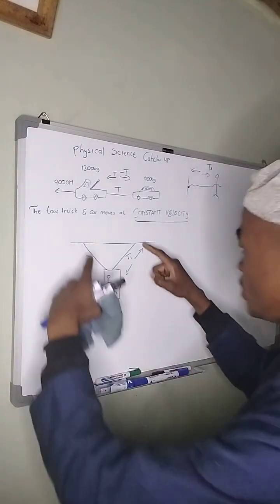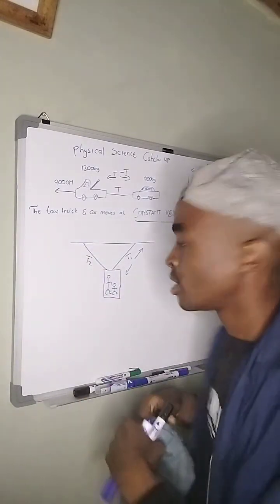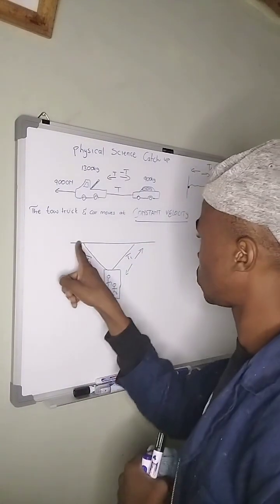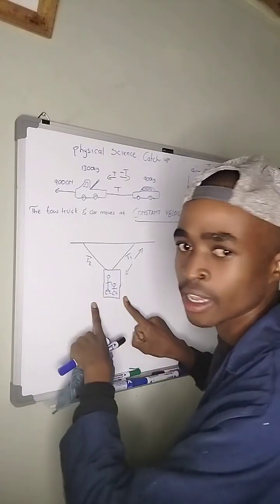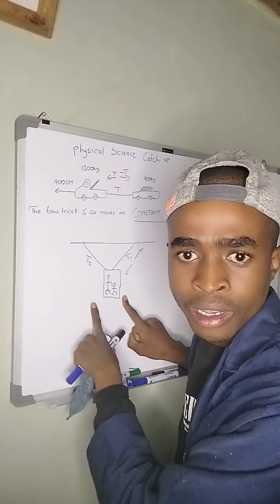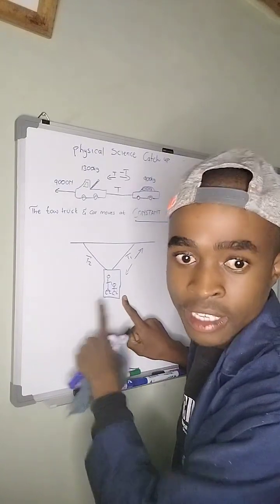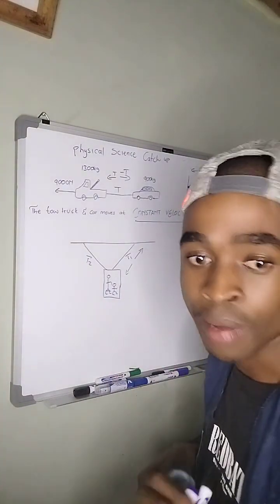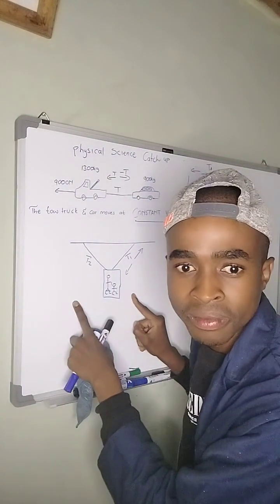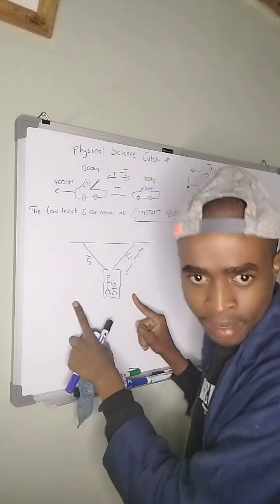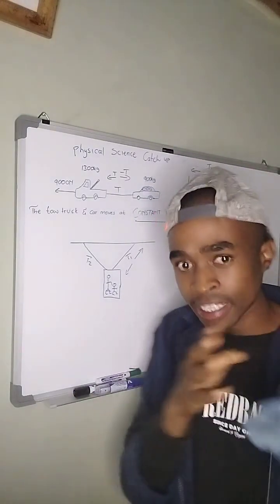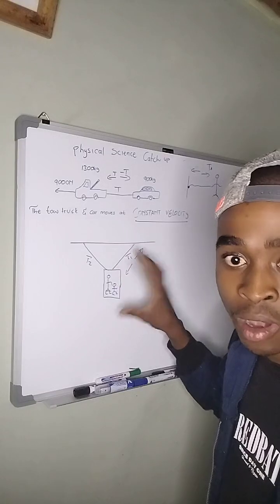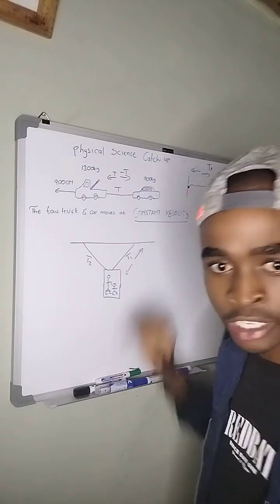It is supported or hooked here, and this picture is just here. Is this picture moving? Is it going to the left, right, or does it remain the same? It will remain in the same position because all the forces are balanced in this picture.